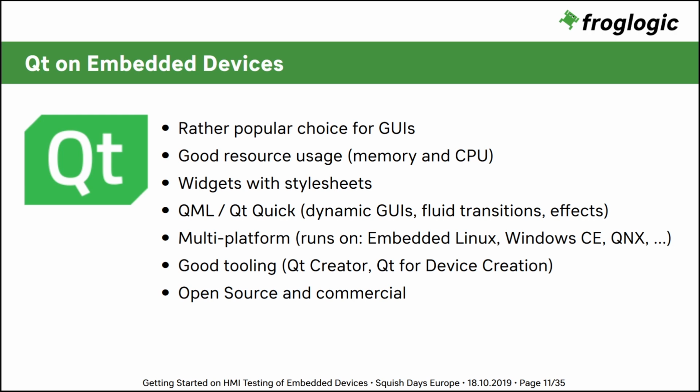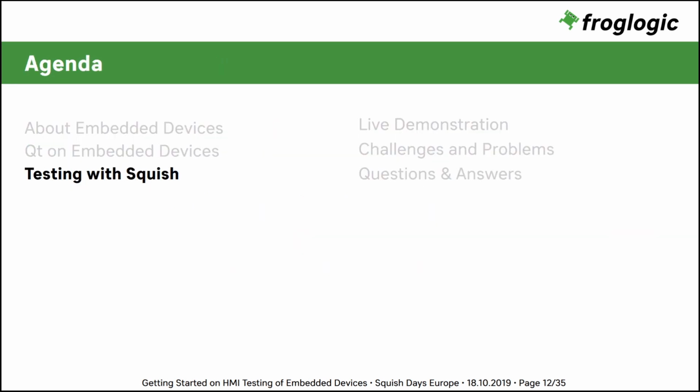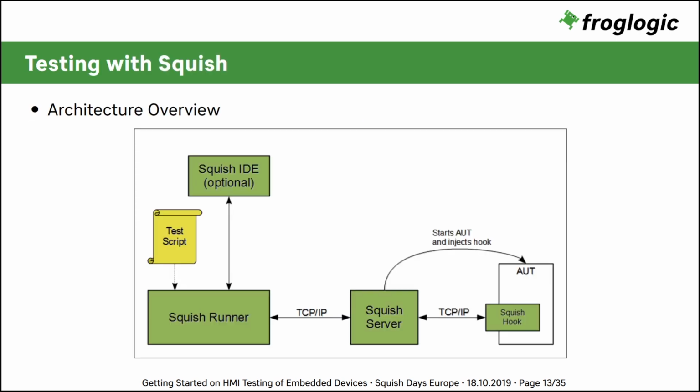So details of the Qt library is something which is a little bit more interesting for the software developers, but for the software testers we are a little bit more interested to see how to test applications which are developed using this Qt library on embedded devices. Squish can be used to do that, of course, but before we get into the details of Squish, let me first show you the overall architectural overview of Squish.